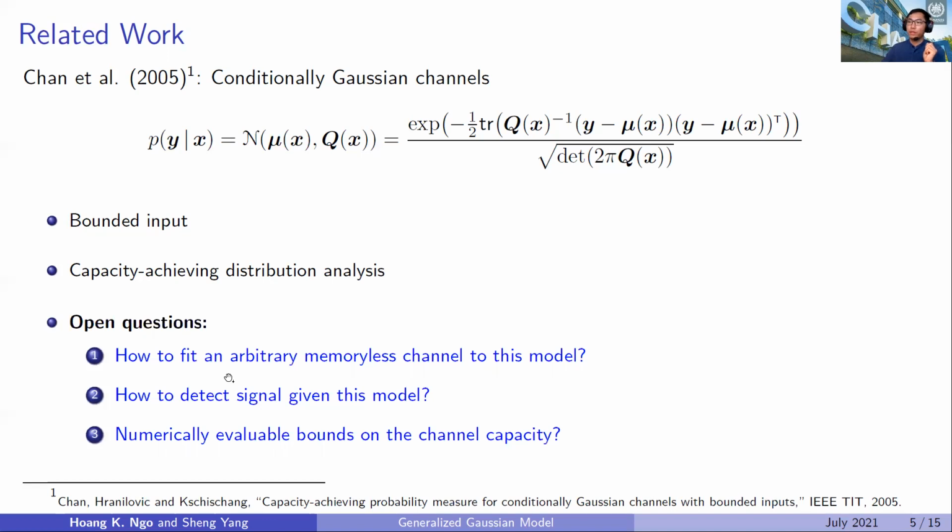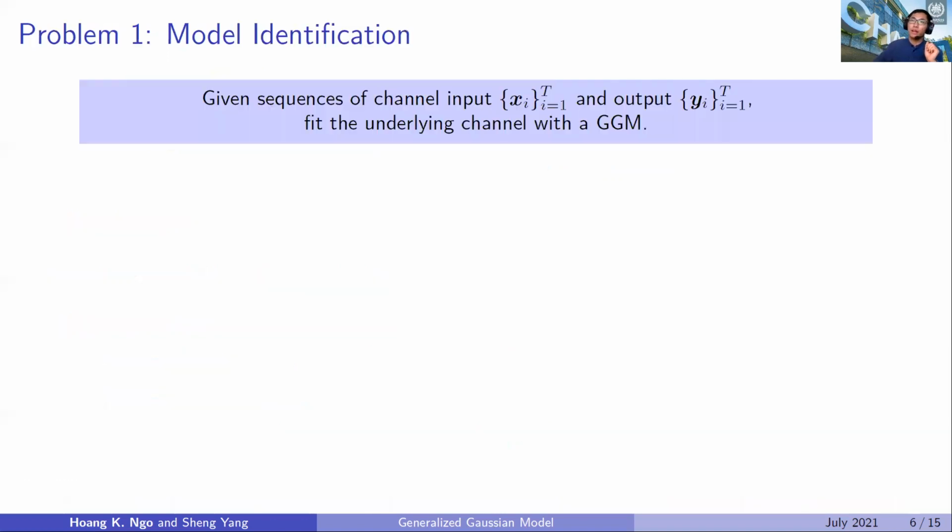First of all, how to fit an arbitrary memoryless channel to this model. Second, how to detect the signal given that we are communicating through a channel that follows this model. And third, how to find numerically evaluable bounds on the channel capacity. So in our work, we aim to answer these questions. Now let's go to the first problem of model identification.